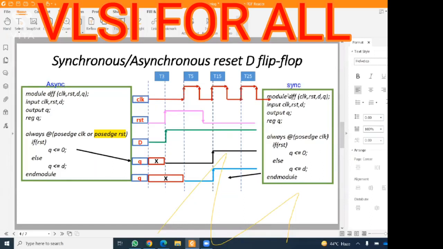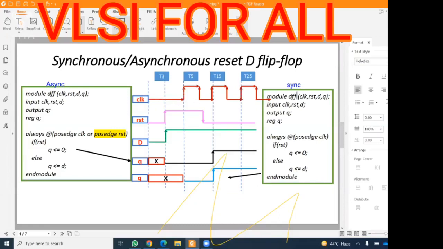Let's see the synchronous one. Synchronous means it is dependent on clock. This is also dependent on clock, right? If we look at the code, this is an always block, using the clock. We can write negedge as well, but in this case it is positive-edge triggered. So this always block will be triggered whenever the simulator sees a positive edge of the clock. Let's start from here. Clock is 0, 0, 0, nothing happens. Here it sees a positive edge, so this always block got triggered.